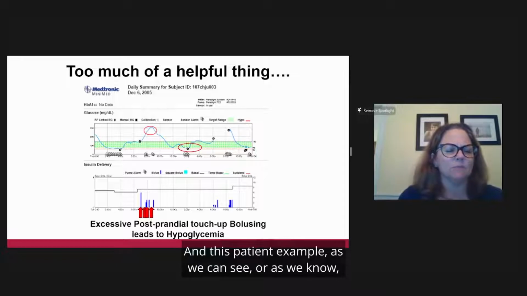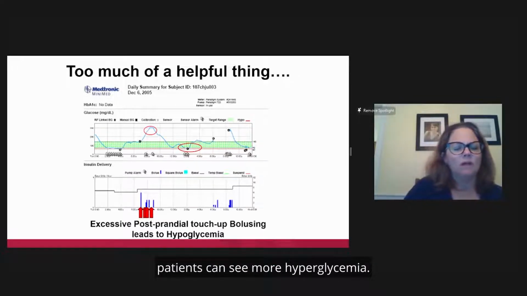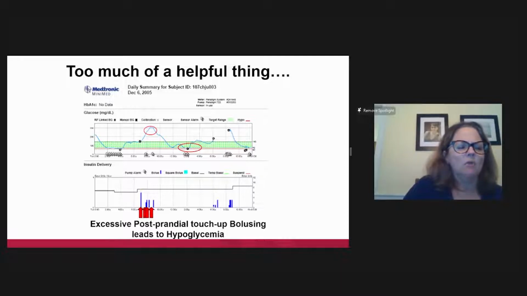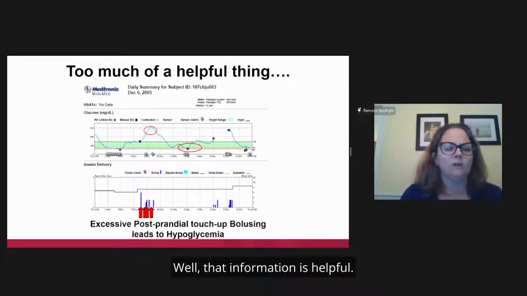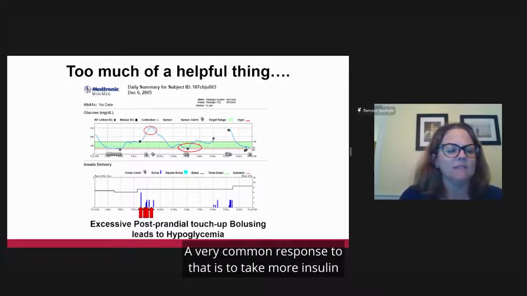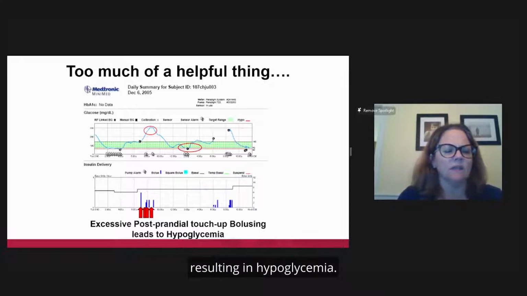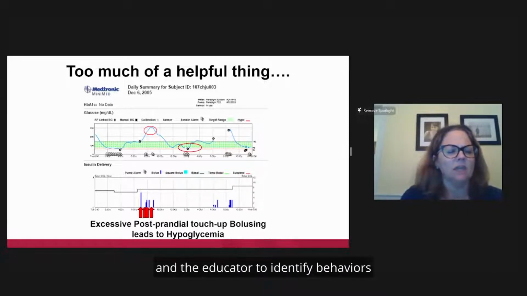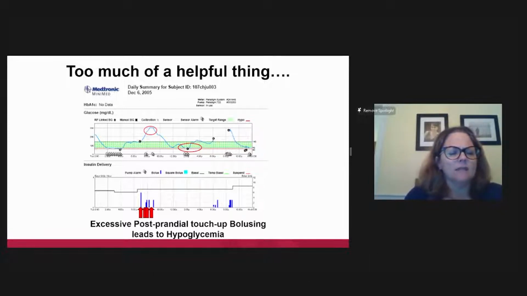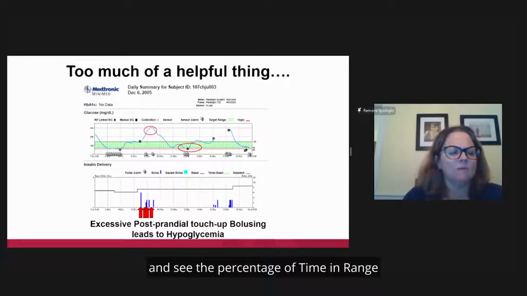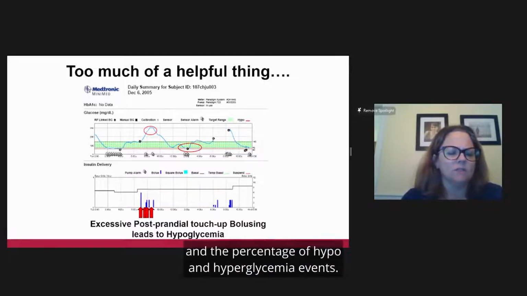In this patient example, as we can see, patients can see more hyperglycemia. Well, that information is helpful. A very common response to that is to take more insulin, resulting in hypoglycemia. As we do report analysis, it really allows the provider and the educator to identify behaviors and see the percentage of time in range and the percentage of hypo- and hyperglycemia events.